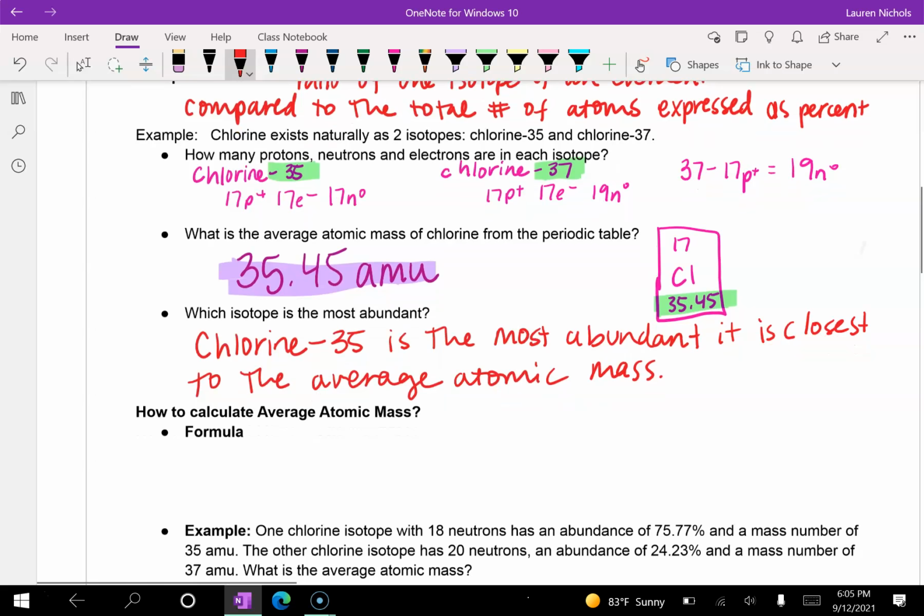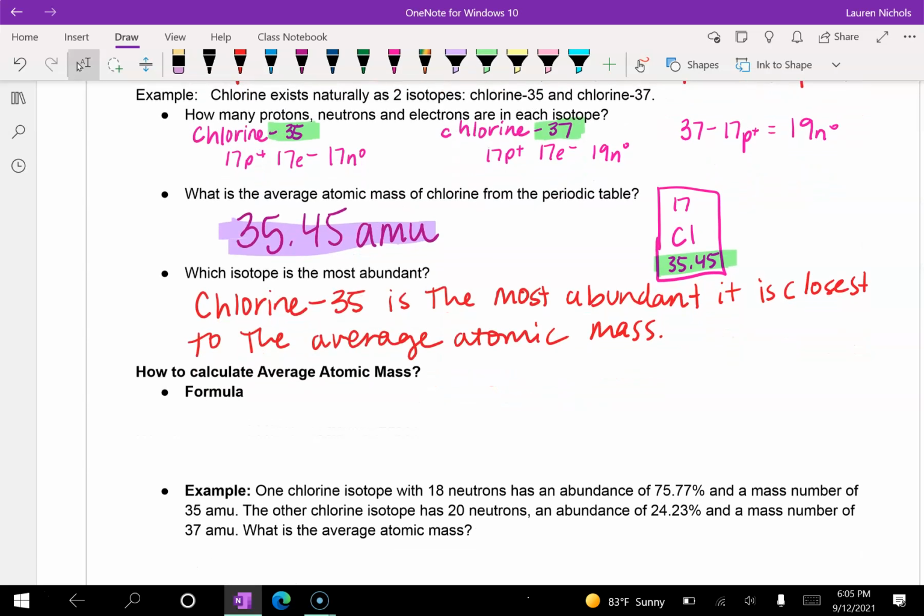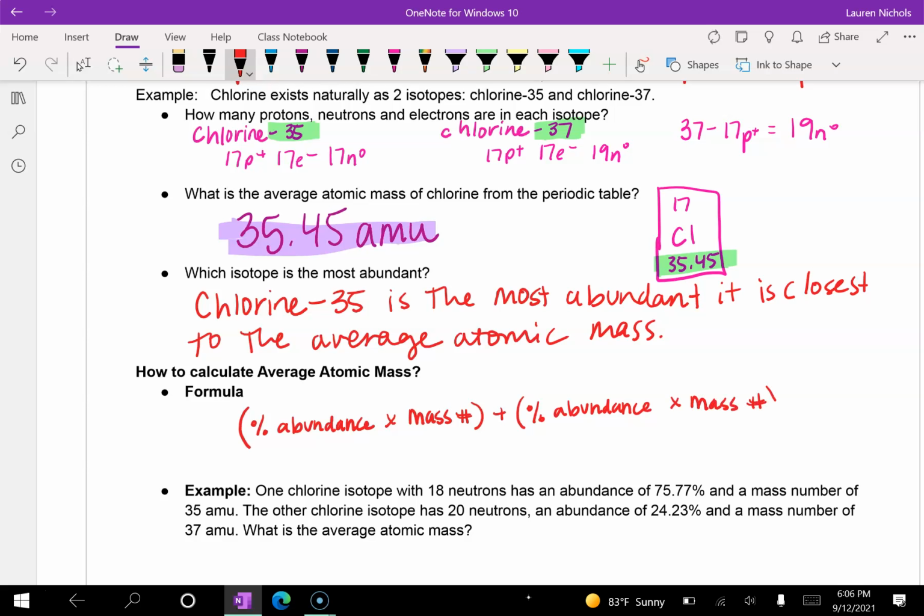But how do we actually calculate that number? Average atomic mass has a formula. You always take the percent abundance, multiply it by your mass number, and you do that for every isotope. So you would add that to the next one, your percent abundance times your mass number, and you would just keep adding that setup for every isotope. So if this was for isotope number 1 and this was for isotope number 2, then at the very end you divide by 100.